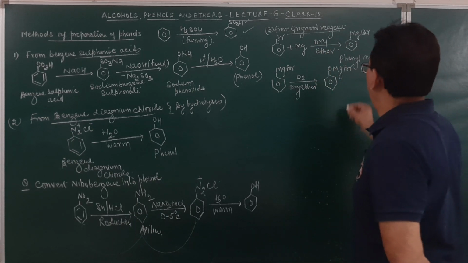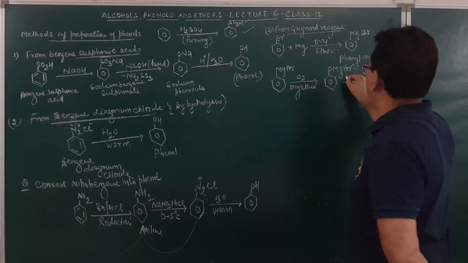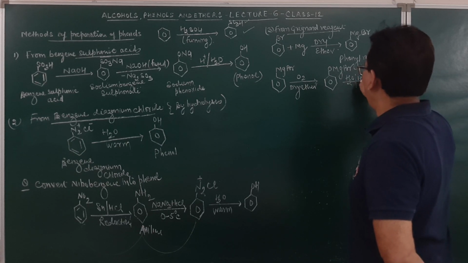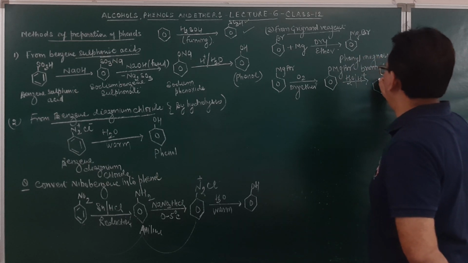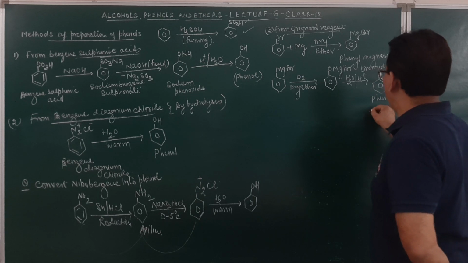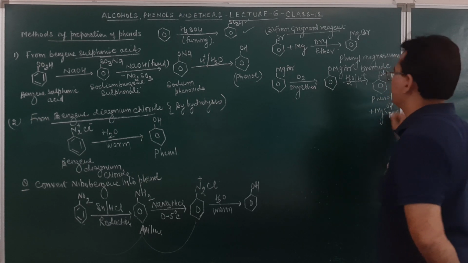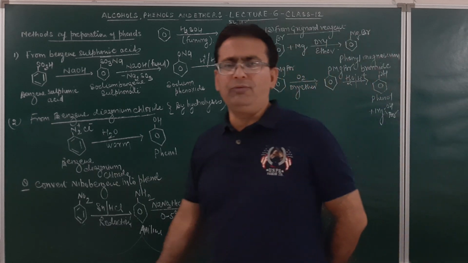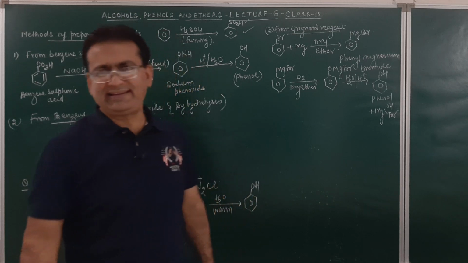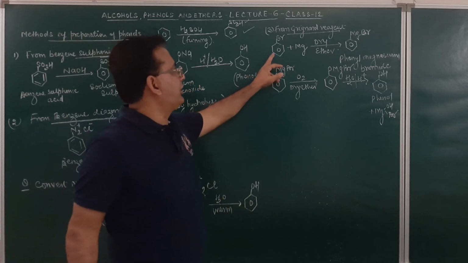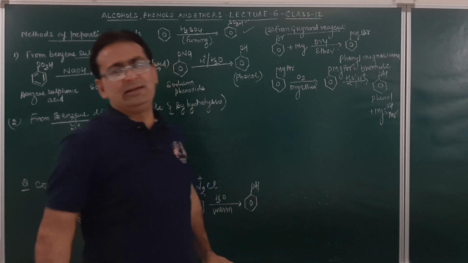Fine. This phenoxy magnesium bromide, when hydrolyzed with water in presence of acid, the product obtained over here will be a phenol molecule. This is phenol, plus magnesium hydroxy bromide will be given. Tell me whether it is getting clear or not. Yes. So the question can be: convert bromobenzene into phenol.